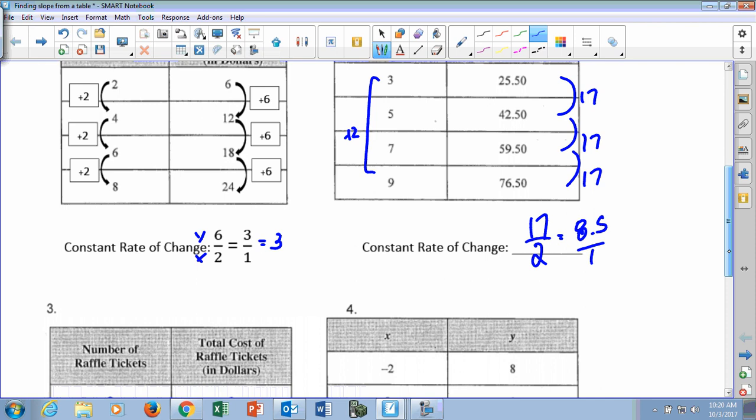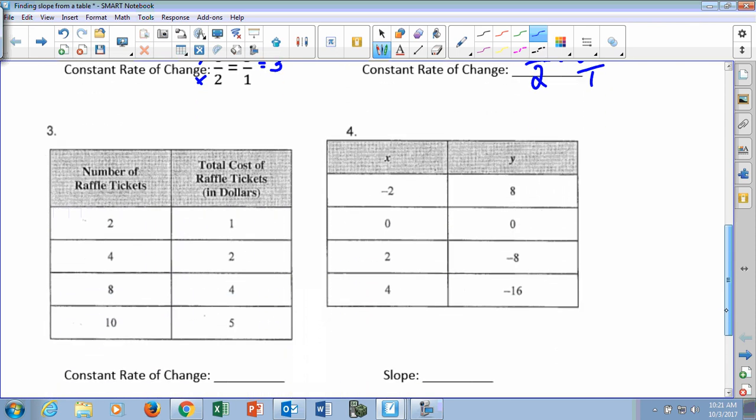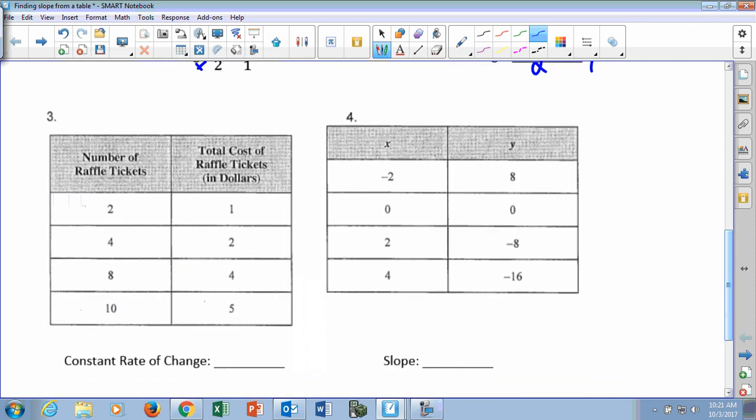Everyone got that? All right, so let's talk about number 3. Notice number 3, it's not the same rate of change, right? Look at my x's. From 2 to 4 is what? 2. What about from 4 to 8? And then from 8 to 10? Okay, good. Well, what about my y's? From 1 to 2 is 1. From 2 to 4? And from 4 to 5?